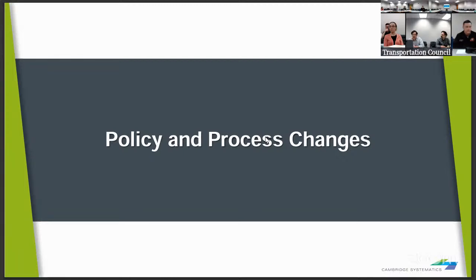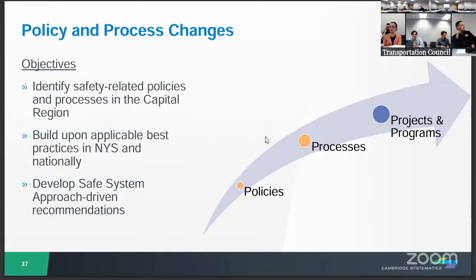Okay, with some remaining time, I'd like to talk about some policy and process changes. Just a couple of slides. We showed a few of these last time. We want to provide a little bit of context of where we're throwing around a lot of P words.